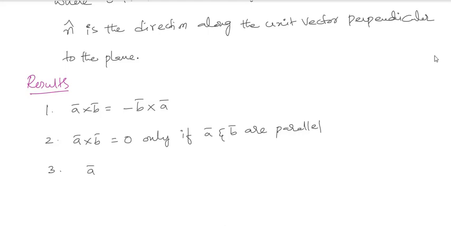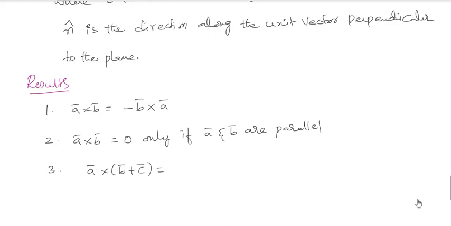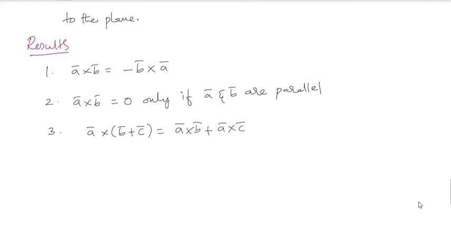Next one, A bar cross (B bar plus C bar) is equivalent to A bar cross B bar plus A bar cross C bar, you can represent it as.